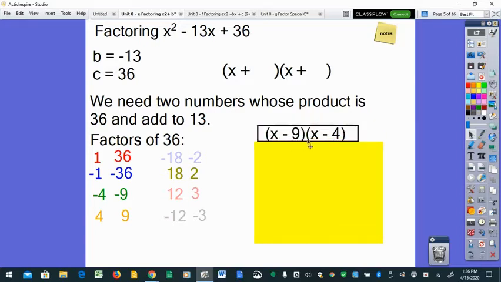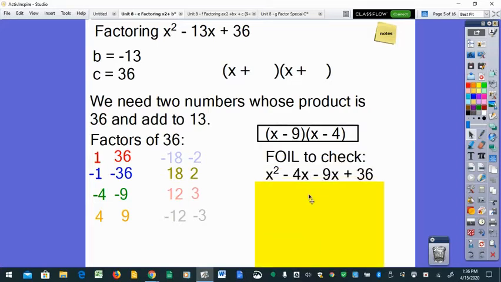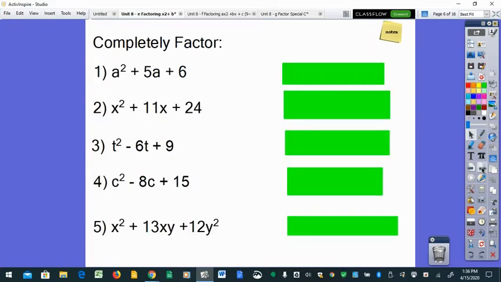And again, the order doesn't matter whether you put the x minus 4 as the first binomial, or the x minus 9. FOIL it, I get x squared minus 4x minus 9x plus 36. And when I combine my like terms, sure enough, I get back what I started, and this is my answer. That is this quadratic trinomial factored. Your turn, guys. Pause the video and see if you can factor these 5 problems, and when you're set, turn it back on and let's see how you did.